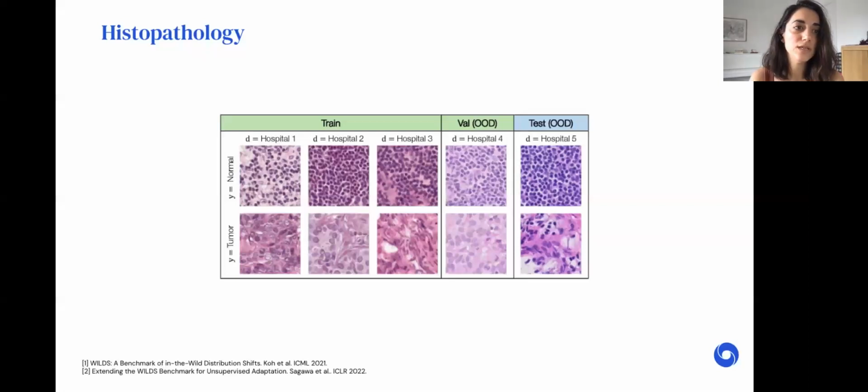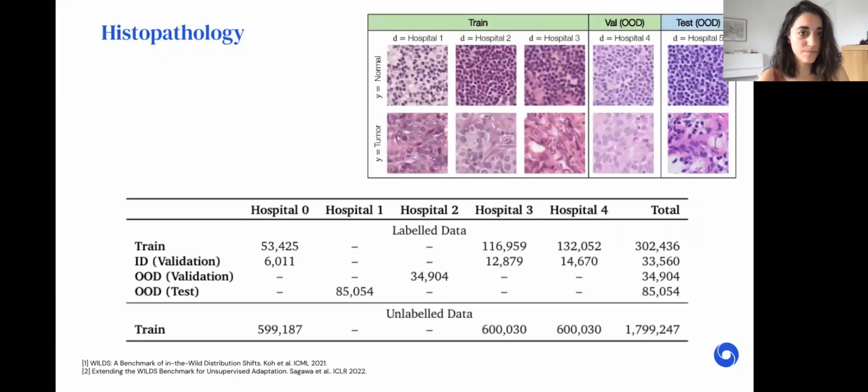For the histopathology setting, we use the Camelyon dataset that is part of the WILDS challenge for out-of-domain generalization. The task there is to label whether there are tumor cells in the images from 5 different hospitals. We have 3 training hospitals, 1 out-of-distribution validation hospital, and 1 out-of-distribution test hospital. The tumor and non-tumor labels are balanced for each hospital, and the image resolution is 96 by 96.